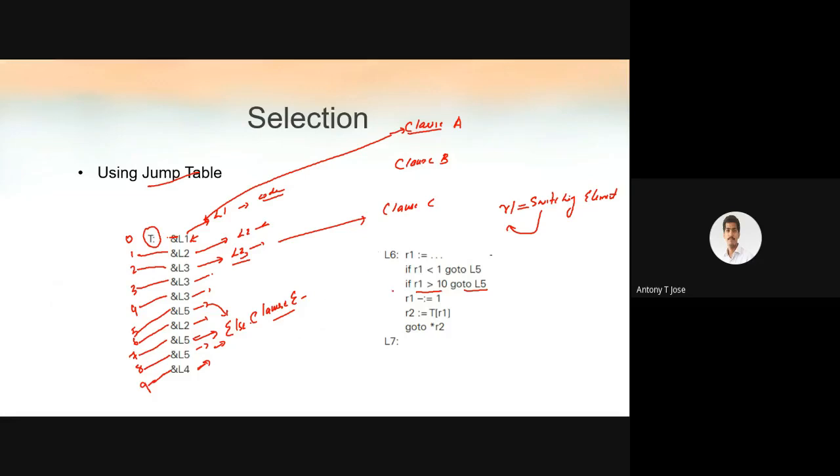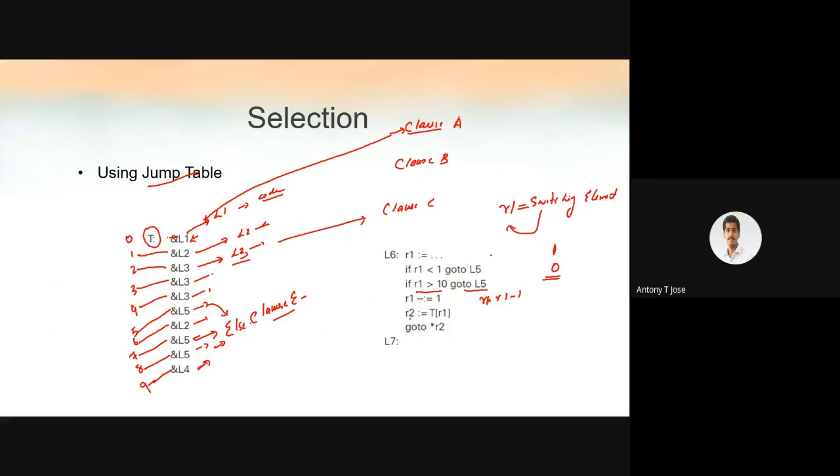If these two are not satisfied, then I am writing R1 minus equal to 1, that is R1 equal to R1 minus 1. So if the value of R1 is 1, R1 minus 1 is 0. So the value of R1 will become 0.